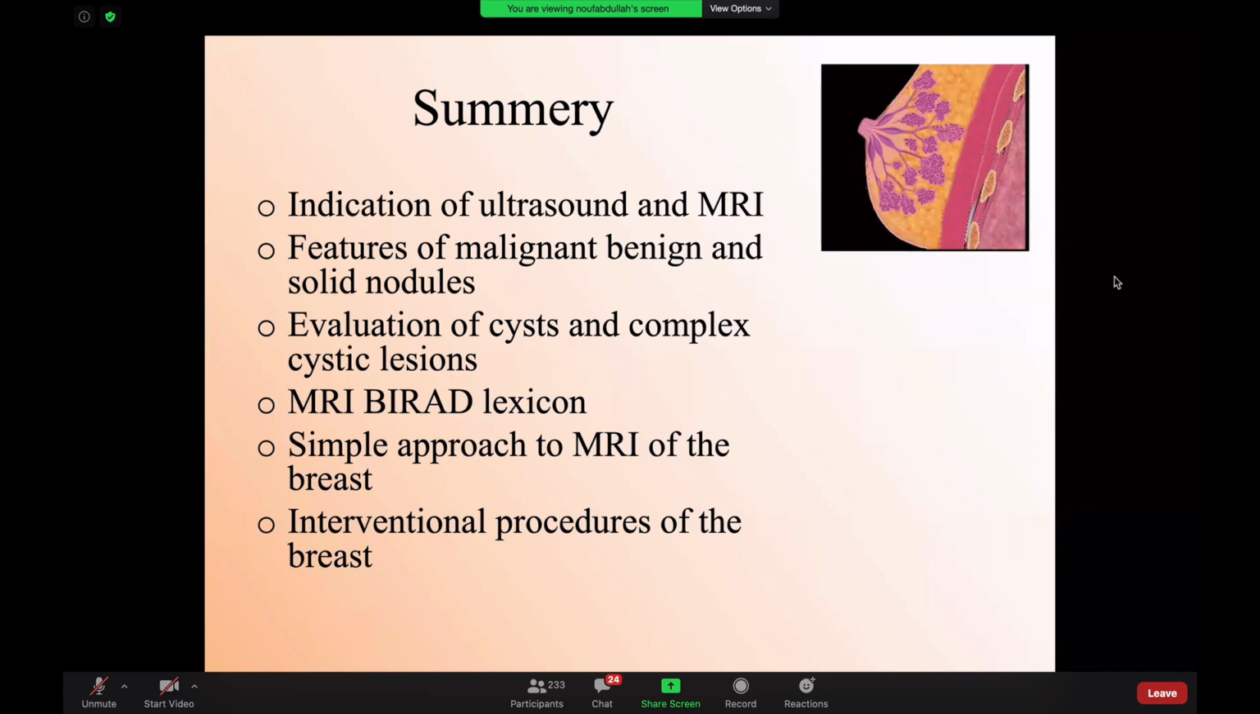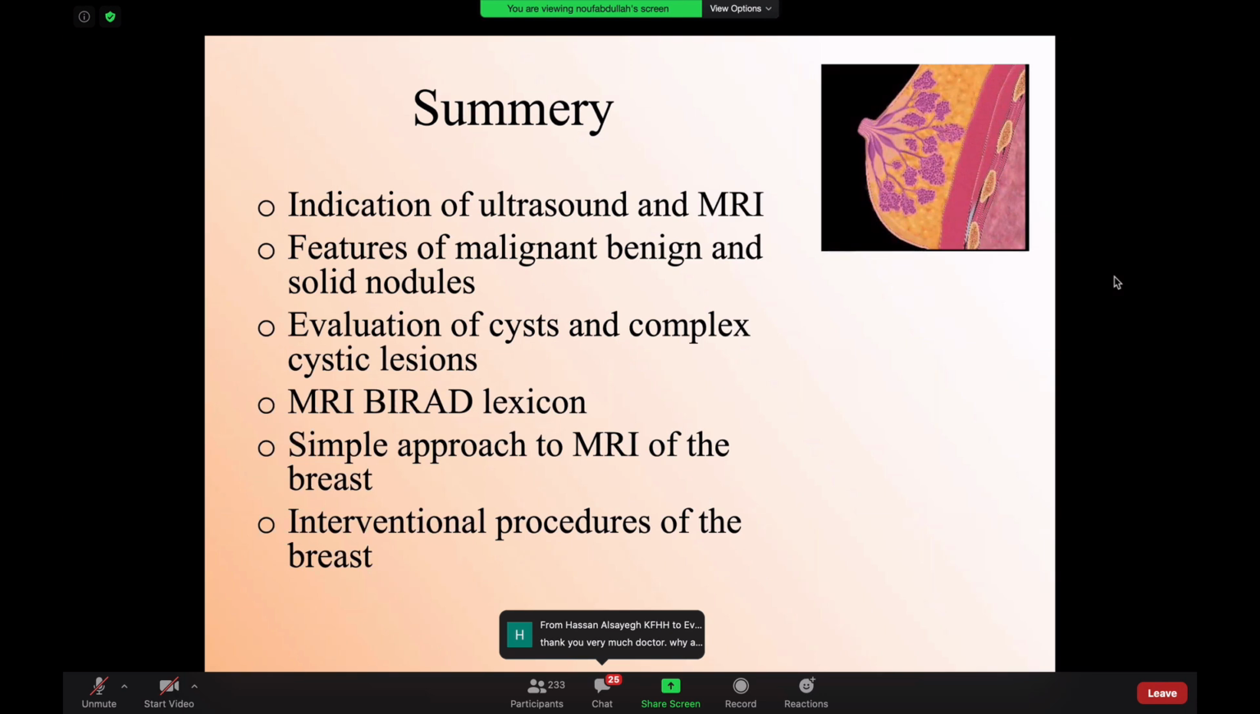Okay, Dr. Sarah is asking, what are the features of a complex cyst on ultrasound? So there is nothing called complex cyst. We say it's a complex cystic lesion. A complex cystic lesion has thick internal septation, a solid internal component, internal vascularity, or it is a solid lesion with lots of cystic changes. So this is the description of a complex cystic lesion.